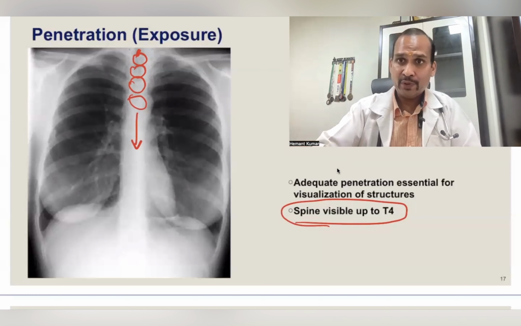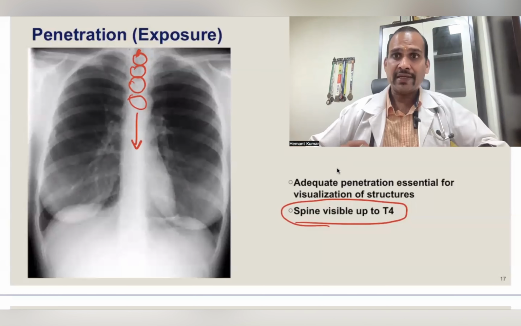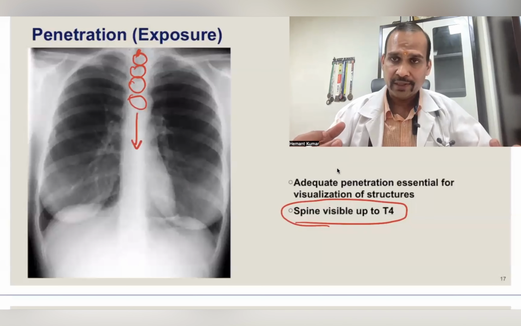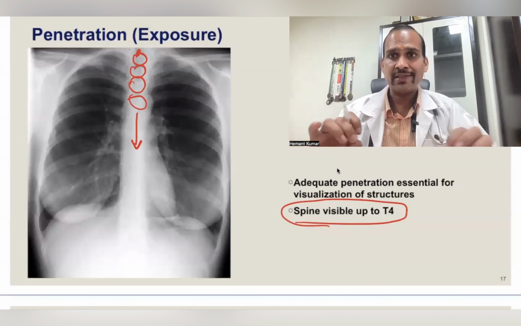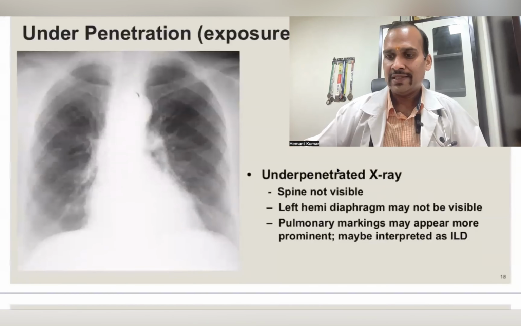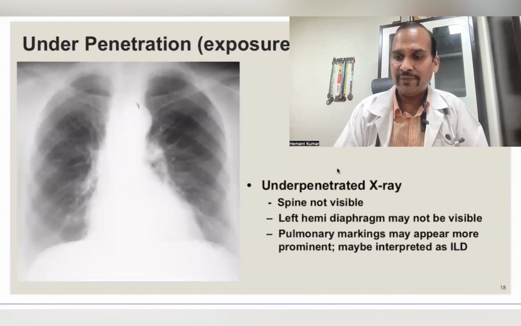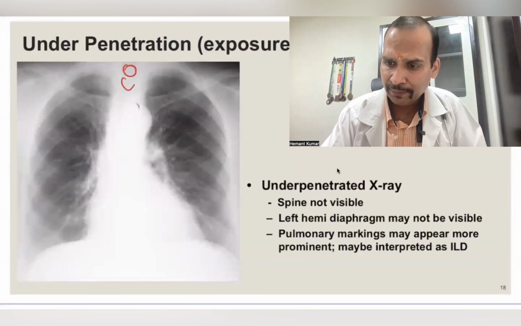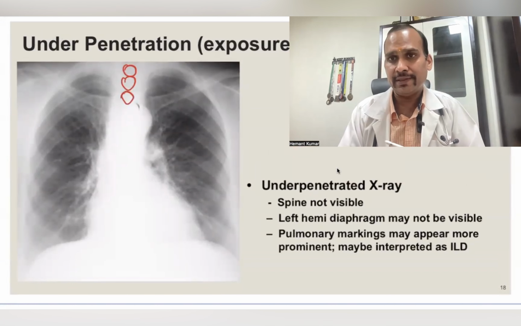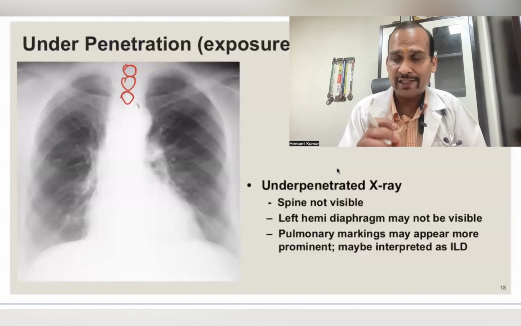If it is seen beyond T4, it means it is overexposed. If we are not able to see even the T4 vertebrae, then this is underexposed. See, this film is underexposed, because we cannot see the vertebral column clearly behind the structure. So this is an underexposed film.